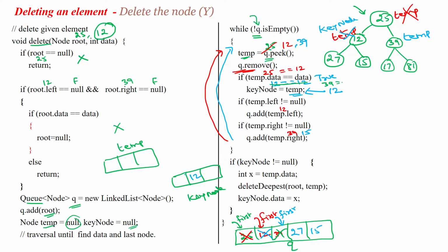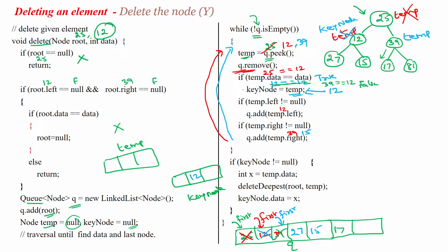39 equal to 12, which is false, so this if condition will not execute. Temporary dot left not equal to null. What is the temporary dot left? Temporary is 39. 39 dot left is 17. So 17 is added into the queue.